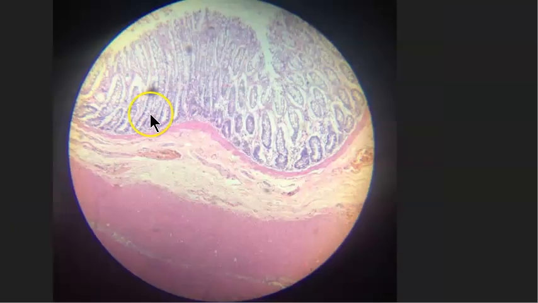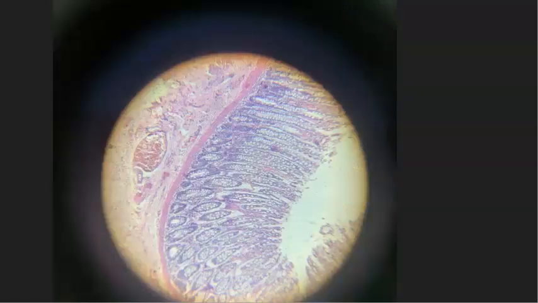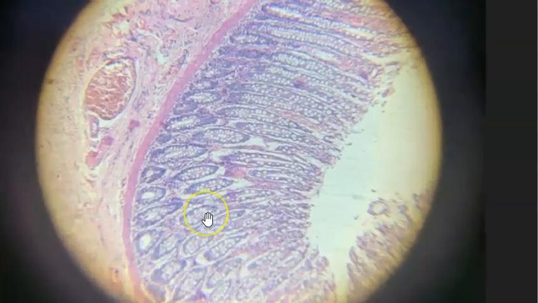Example, aorta. This is labeled as large intestine. They are not differentiating, obviously. In small intestine, you had duodenum, ileum, jejunum. Here they have just put it as large intestine. This looks so pretty, isn't it? Just look at it.